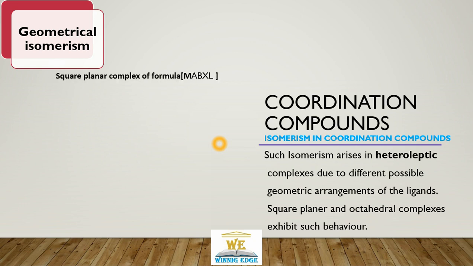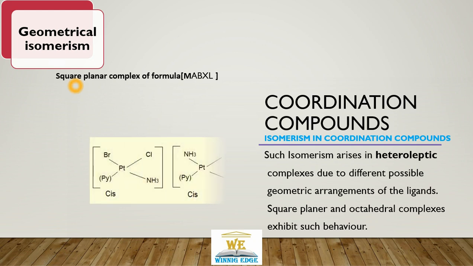Now we see square planar complexes with the formula M A B X L, a metal atom and 4 different ligands A, B, X and L. All these are unidentate ligands. So in this sort of square planar complexes, we are having 2 possibilities of cis isomers. Let's first see how the naming is done.